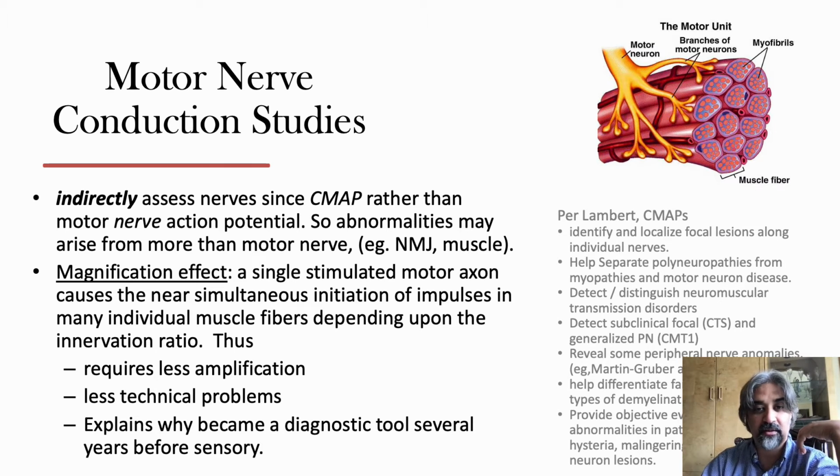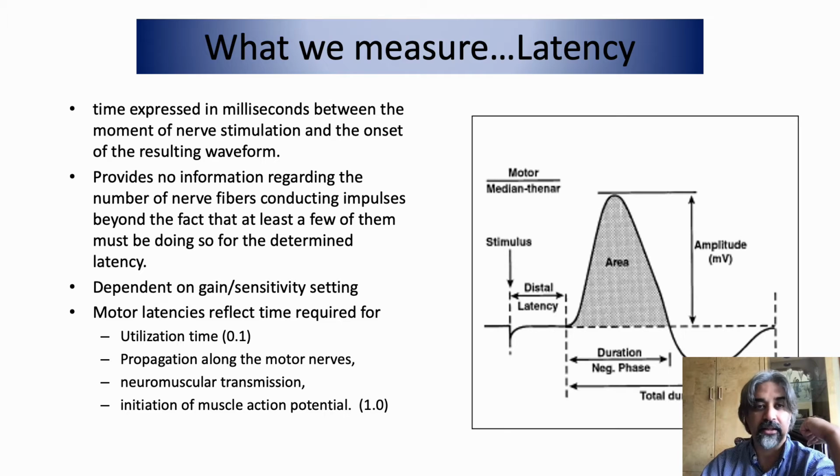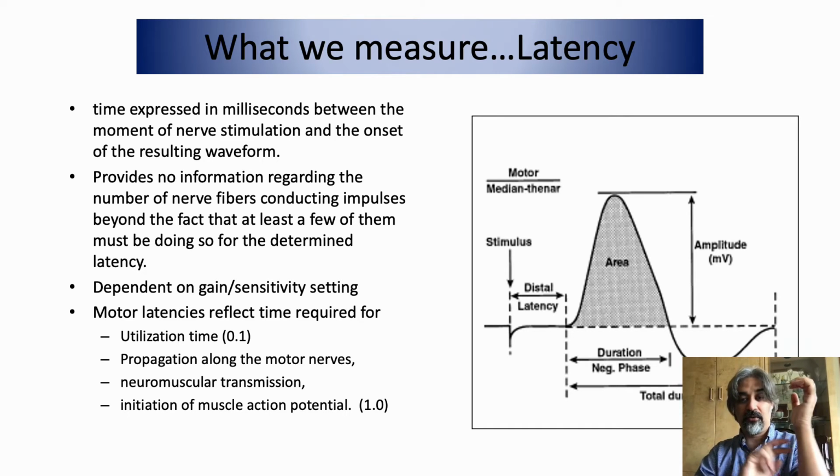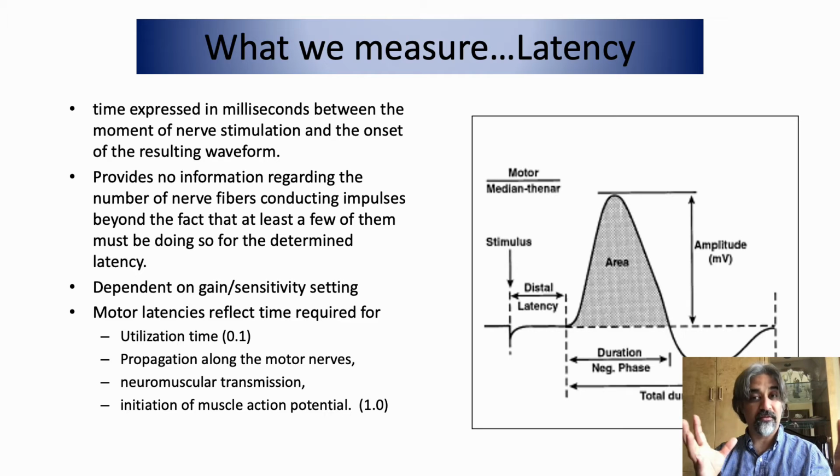I added some more thoughts per Lambert. Latency is the time, expressed in milliseconds, between the moment of nerve stimulation and the onset of the resulting waveform. Motor latencies reflect time required for passage of impulses along the motor nerves, the neuromuscular transmission, and initiation of muscle action potential. So, unlike the SNAP where you stim and then there's propagation of an action potential and you pick up right away, here we stim, there's propagation of an action potential, but then there's a neuromuscular junction in between, and then the muscles are depolarizing, and those are depolarizing at a much slower speed, 5 meters per second.